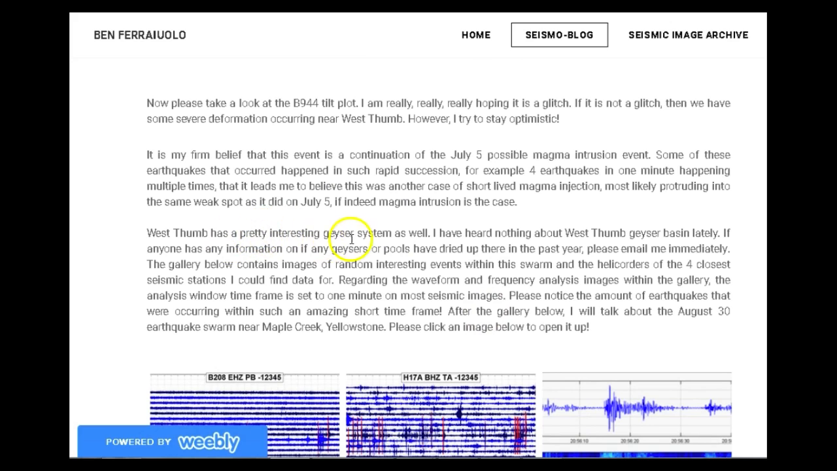West Thumb has a pretty interesting geyser system as well. I have heard nothing about West Thumb Geyser Basin lately. If anyone has any information on any geysers or pools that have dried up there in the past year, please email me immediately. The gallery below contains images of random interesting events within this swarm, and the helicorders of the 4 closest seismic stations I could find data for.